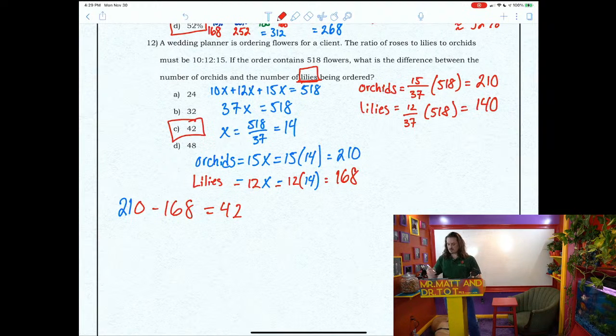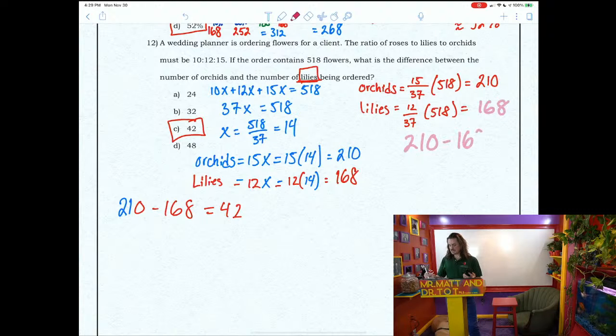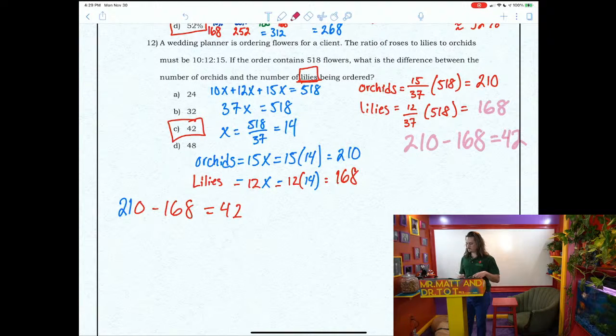And if we go over here, lilies, if we evaluated with a fraction, that would be 12 over 37 times the total 518 flowers. So that would also give us a total of 168 lilies. So 210 minus 168 does confirm a difference of 42. So my apologies, I misread my own question. So we were talking about the difference between the number of orchids and the number of lilies. So that would be C, 42.